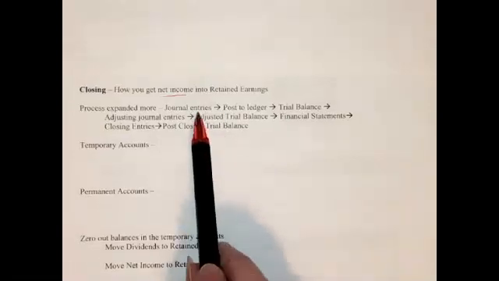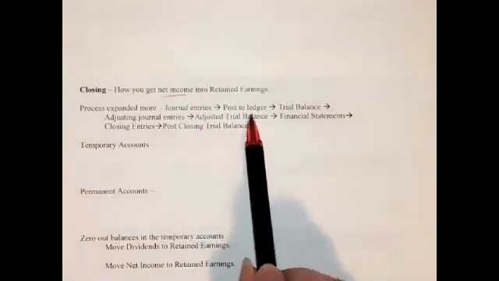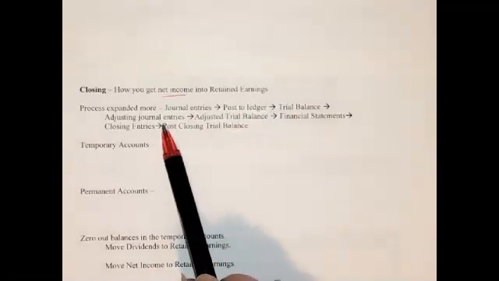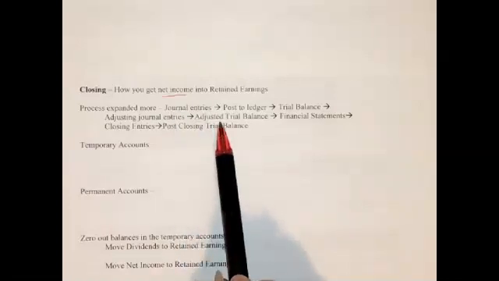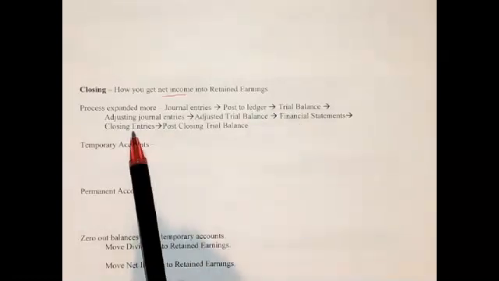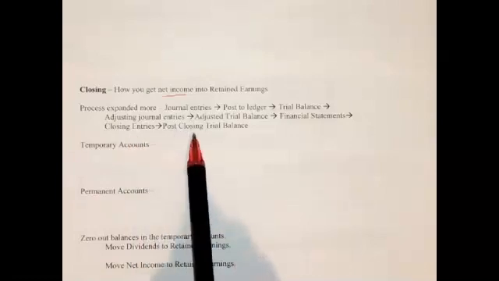We've talked about how you have journal entries. You post those to the ledger, then you do a trial balance. Then you do adjusting journal entries and you post those as well to get to your adjusted trial balance. Then you do your financial statements, and I kind of acted like we were done, but we're not. We have to do these closing entries, and then we'll do one more trial balance just to make sure our debits still equal our credits.